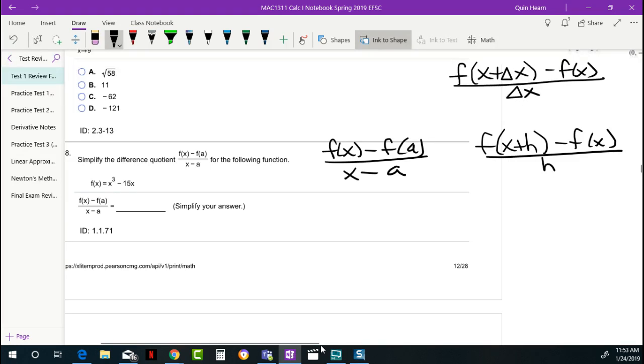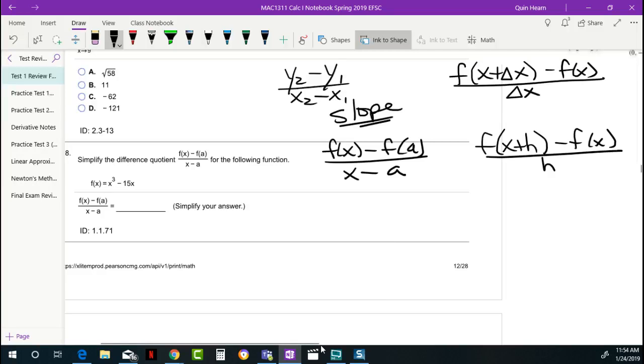But in all of these cases, what this really is is just the formula for slope: y2 minus y1 over x2 minus x1. It's just that it's written in function notation. And instead of having an x1 and an x2, we have an a and an x, or an x plus h and an x. So we are just labeling the x values differently and using function notation. But this is all about slope.